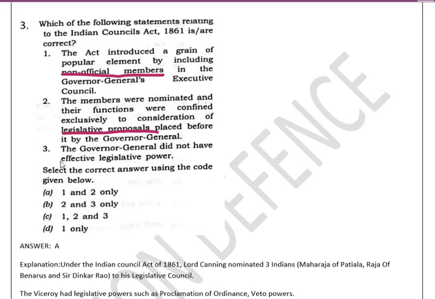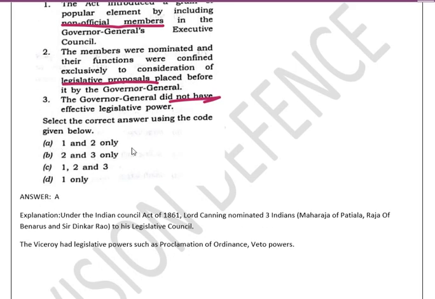Third, the Governor General did not have effective legislative power. No, he had effective legislative power because he was the one who signs the bill, he had veto powers, and he also had the ordinance power. So this is false. So the answer is 1 and 2 only.